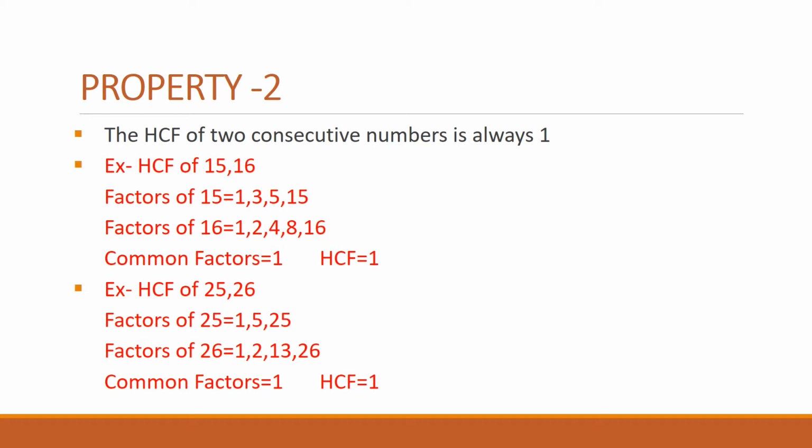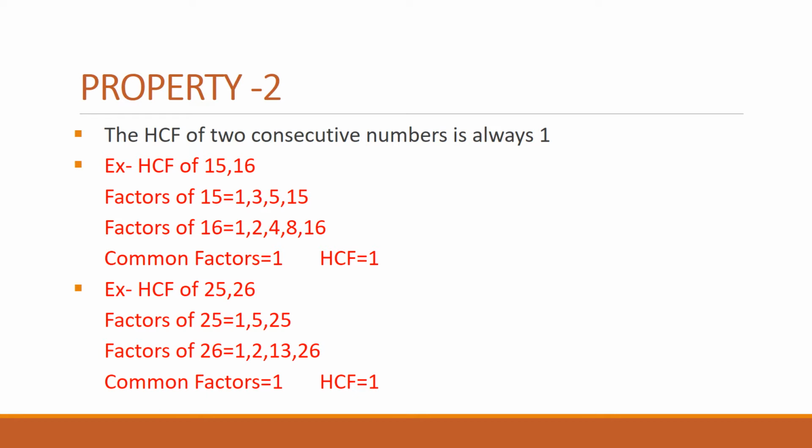So, let us see factors of 15. Factors of 15 are 1, 3, 5 and 15. Factors of 16 are 1, 2, 4, 8 and 16. Now you can see here the common factor of these two numbers is only 1.